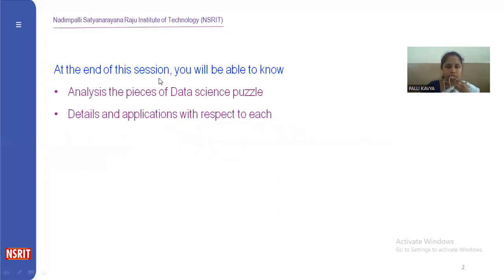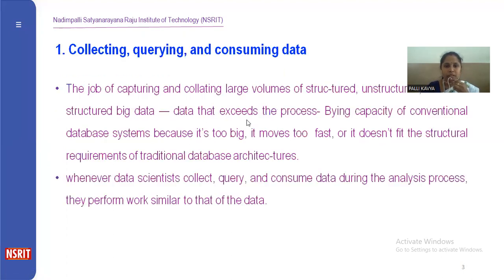At the end of the session, the student is able to understand the analysis of the pieces of the data science puzzle and the details and applications with respect to each. Before discussing that, we look at what we are going to collect, what we are going to query, and what we are going to consume.